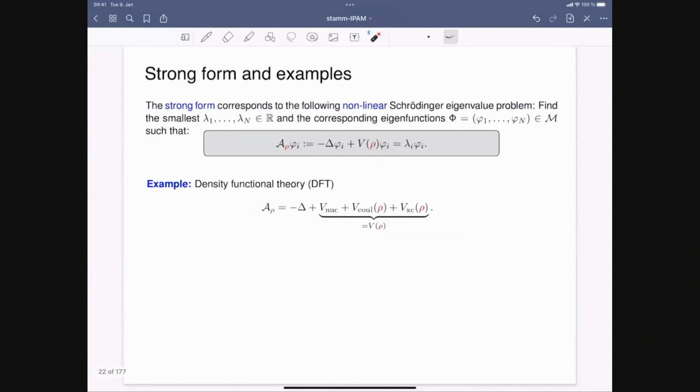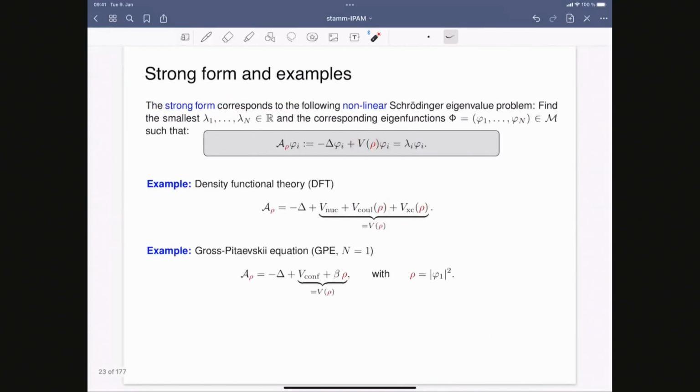Good. So some examples. You can take a row to be minus Laplace plus a nuclear potential. Maybe you want the pseudo potential, so this is a pseudo potential. Then you can have some Coulomb energy and an exchange correlation potential, and all this together, you have a linear part plus a nonlinear part that makes this potential V, or sometimes it's also referred to as the effective potential.